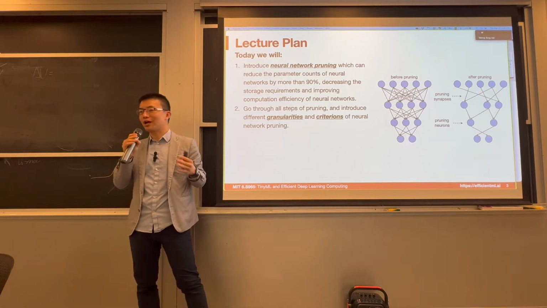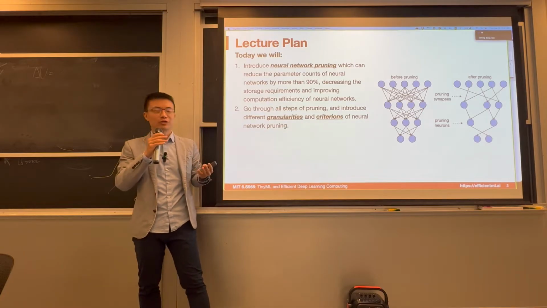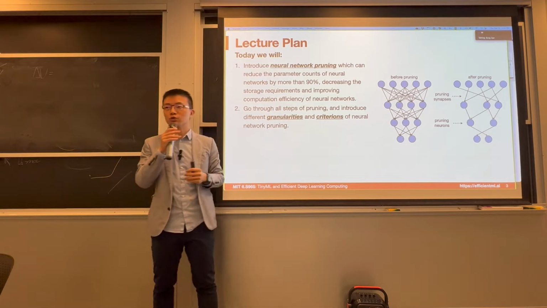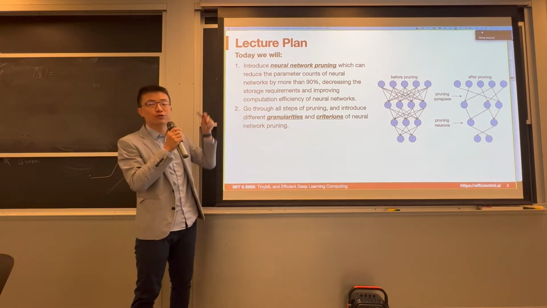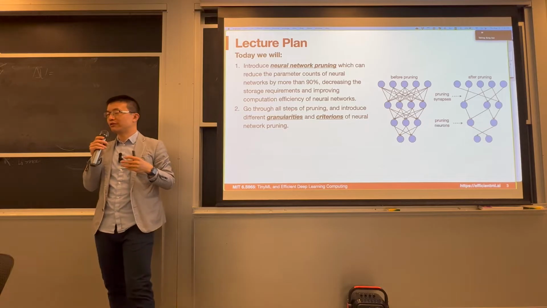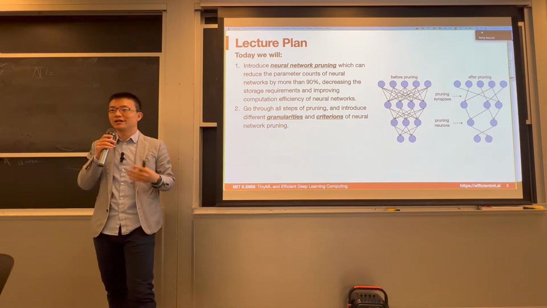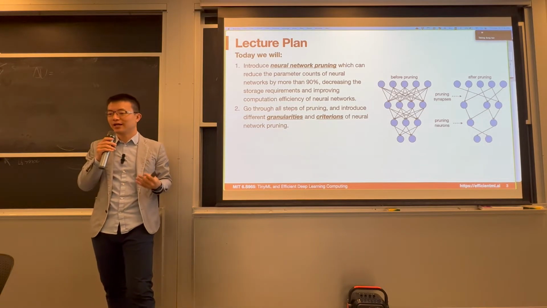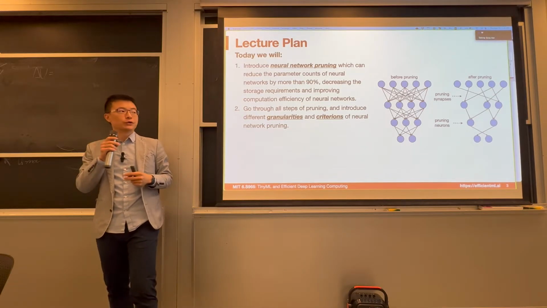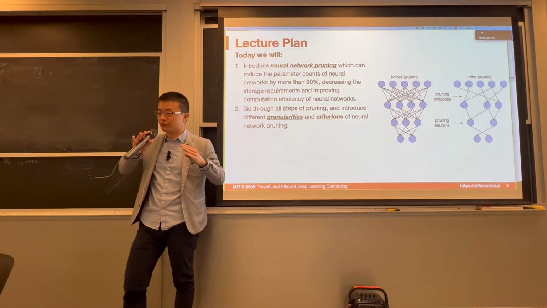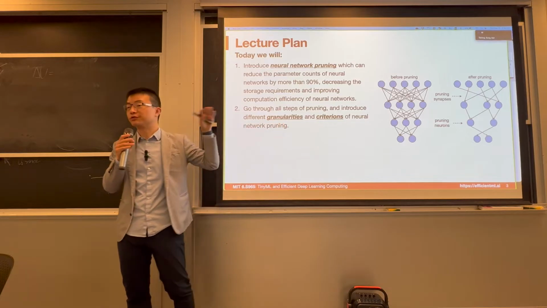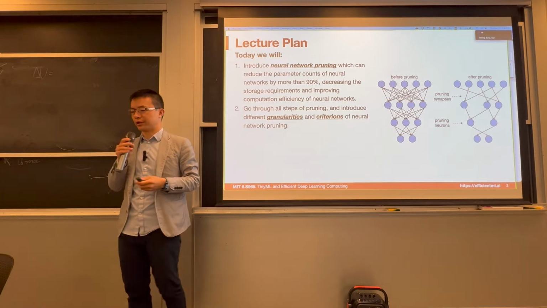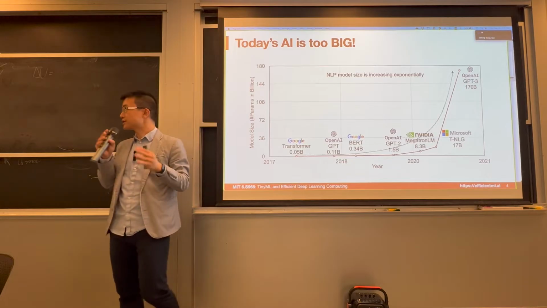And how do we recover the accuracy? Which parameters should we remove and which parameters should we keep? We are going to learn those techniques in order to improve the computation efficiency, since we will have a much smaller model, much less memory movement and a more efficient inference. We are going to go through different steps of pruning, introduce different pruning granularities, and different criteria of neural network pruning. So first, some motivation.